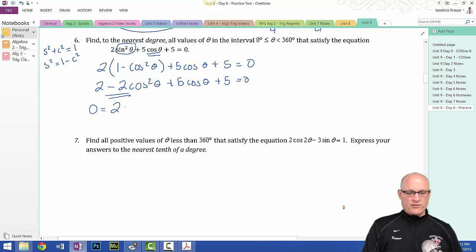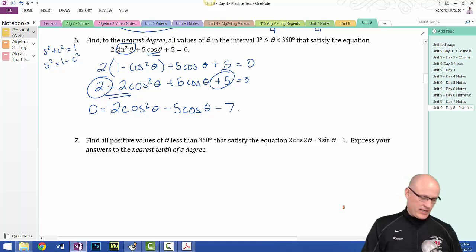We're going to have positive 2 cosine squared theta. When that 5 cosine theta comes over, it becomes negative 5 cosine theta. And then this is 2, and this is 5, so that makes 7, but when it comes over the other side, it's negative 7.